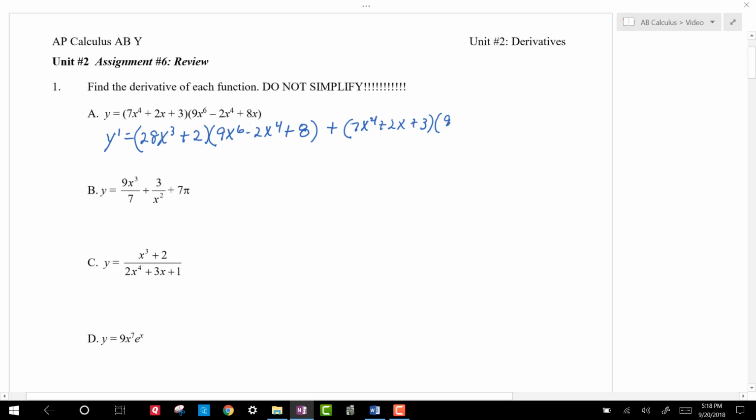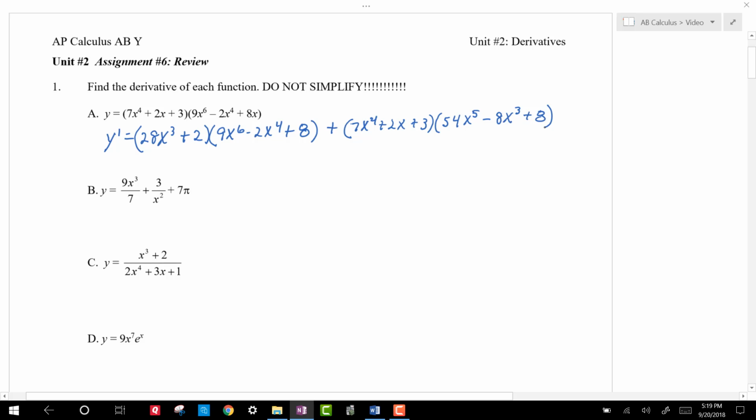So I guess I do need to multiply and actually take the derivative here. So 6 times 9 is going to be 54x to the fifth power. We're going to reduce the exponent by 1, minus 8x cubed plus 8, and we are done with that one.